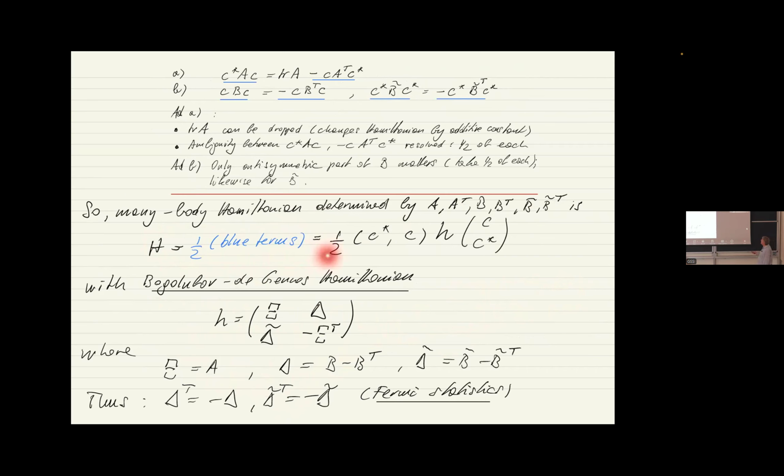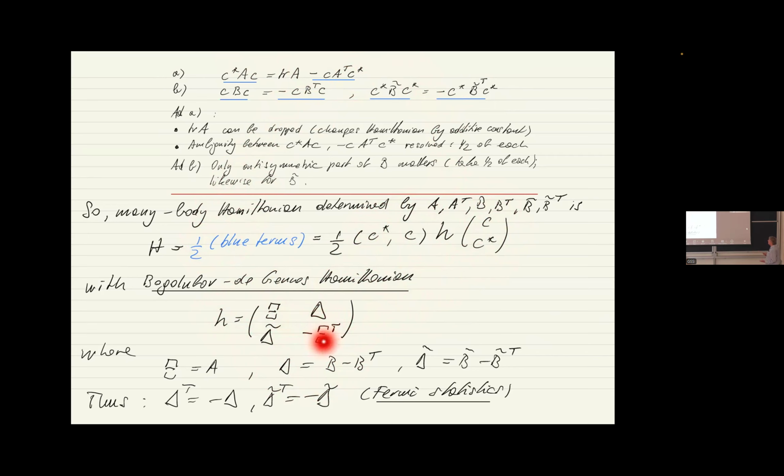So the many-body Hamiltonian is bilinear, based on these building blocks here. So it's one half of the blue terms. So this is the same as this. And we take one half here, one half there, and likewise with the other one. And there is one way to rewrite this in the Bogoliubov-de Gennes formalism, where you put the C daggers and C next to one another. And this becomes a block matrix like this, which is called the Bogoliubov-de Gennes Hamiltonian.